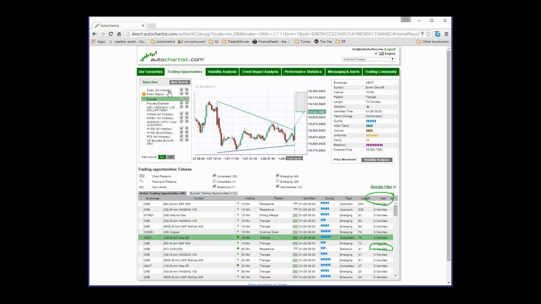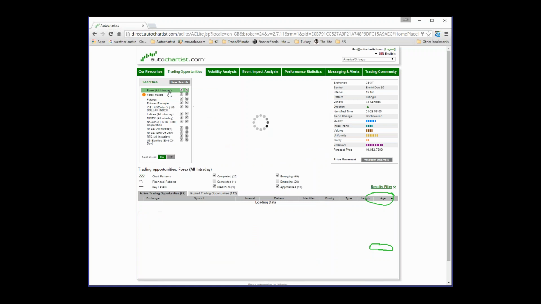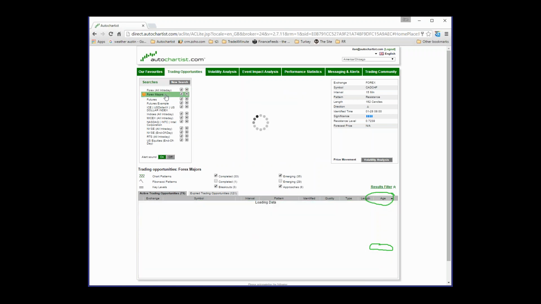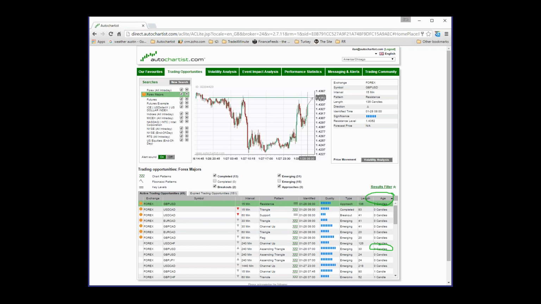What I want to show you now, let me go back to the Forex market. In fact, I'll choose my Forex majors section so that I can show you something else, right? So here we go. Now imagine you are seeing this trading opportunity on GBP USD and you want to trade it. Now what I'm about to show you is applicable not only for Autochartist but for any trading strategy that you may have, right?